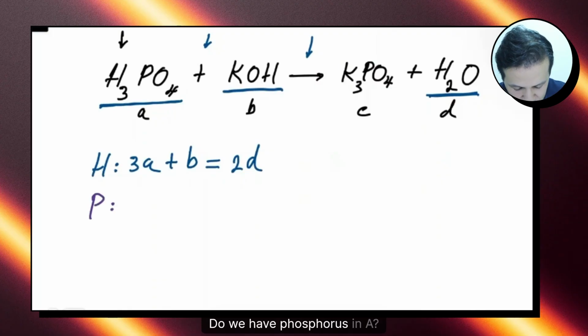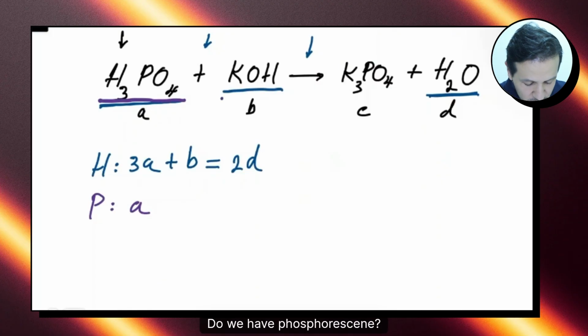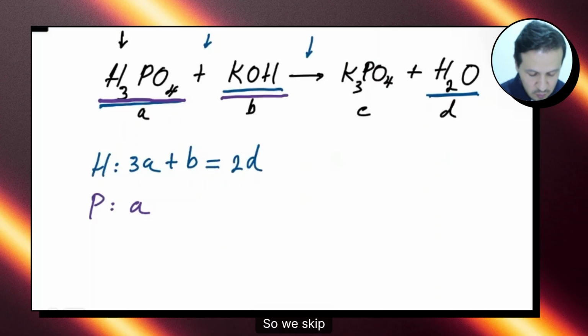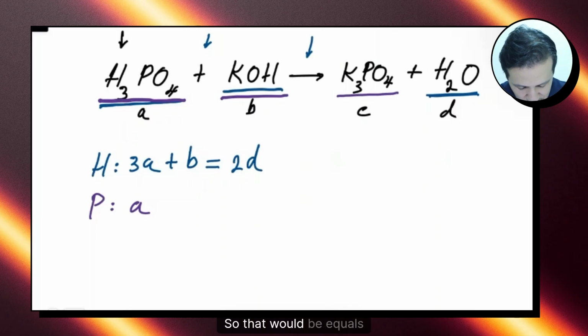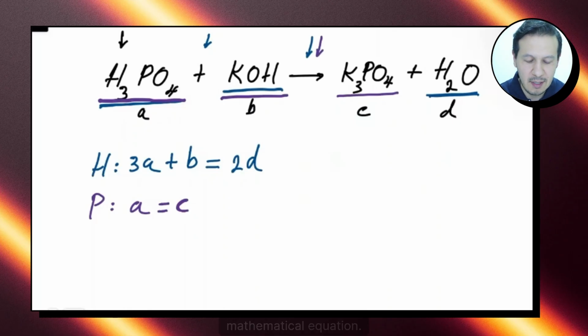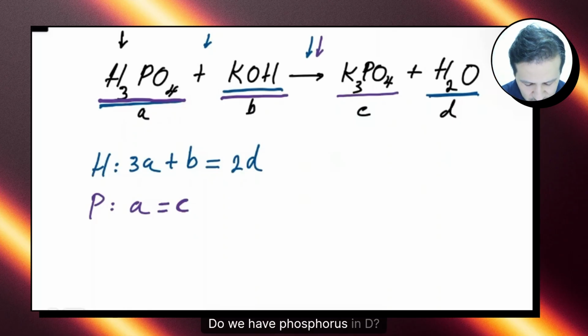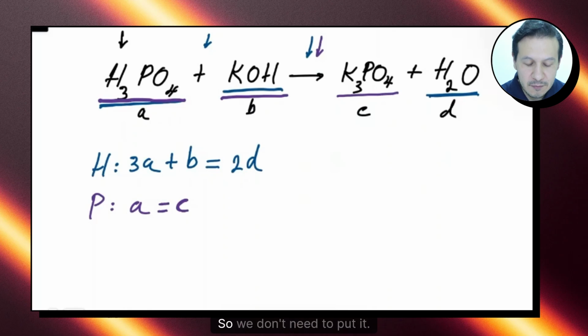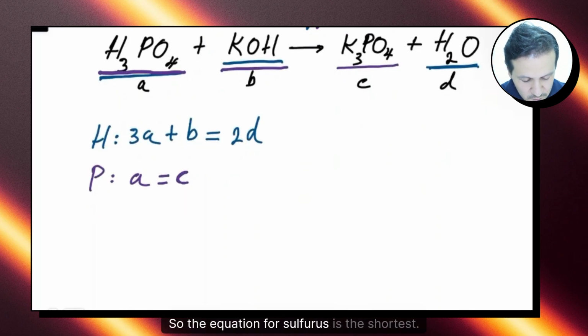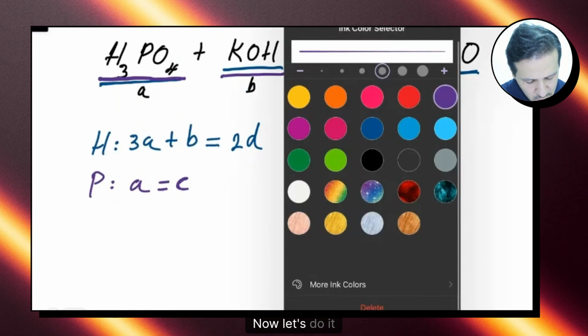Do we have phosphorus in A? Yes, we have 1 phosphorus. Do we have phosphorus in B? No, we don't have, so we skip B for phosphorus. Do we have phosphorus in C? Yes, we have 1. It's on the other side, so that will be equals C. Remember that this arrow will be my equals in the mathematical equation. Do we have phosphorus in D? No, we don't have, so we don't need to put it. So the equation for phosphorus is the shortest.